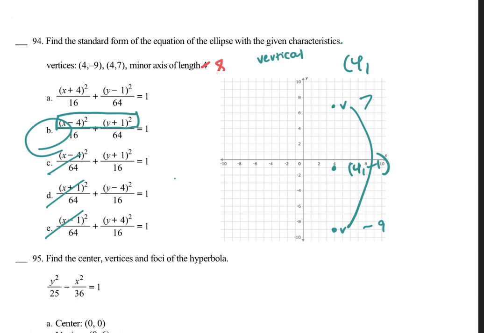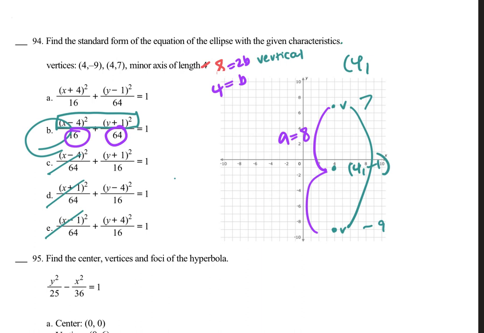If there were two the same, then I would need to know my a, and my a is the distance between the vertex and the center in either direction, which is 8. Now that means the squared term under the y should be 64, which lines up with this. And then the minor axis is 2b, and that tells me b is 4. So the other denominator should be 16.